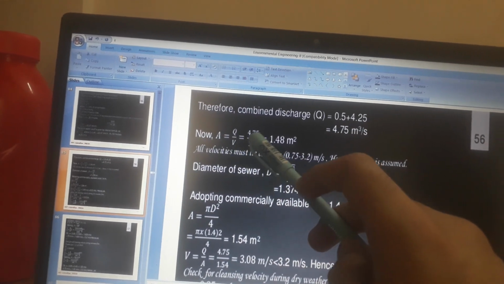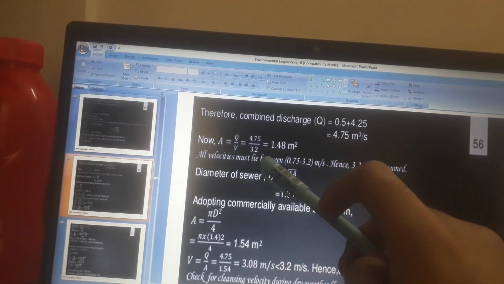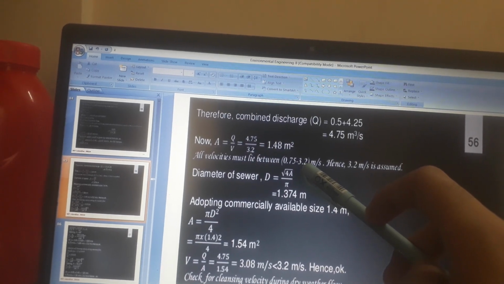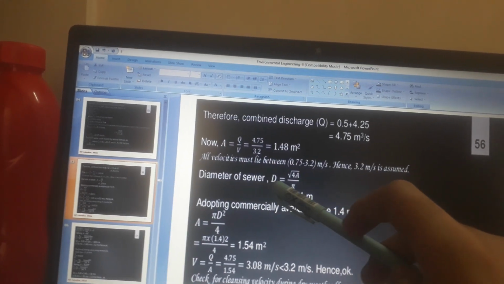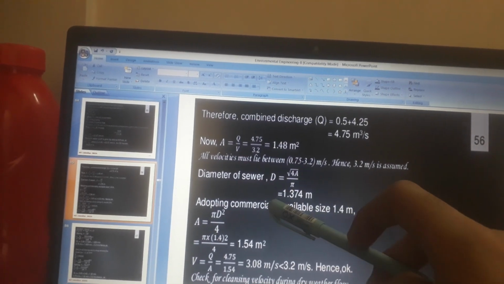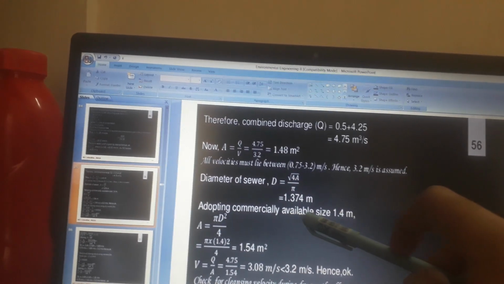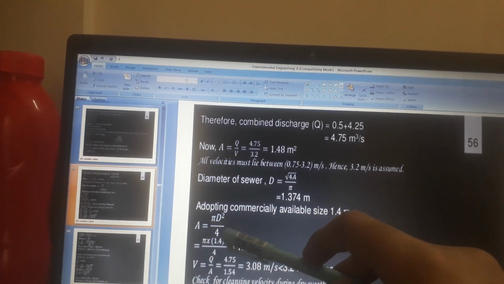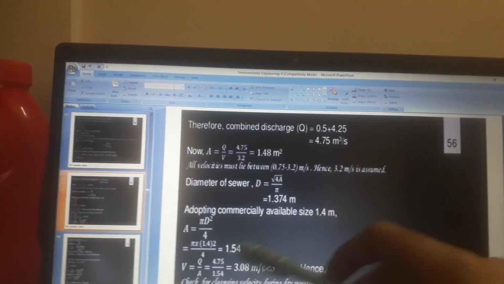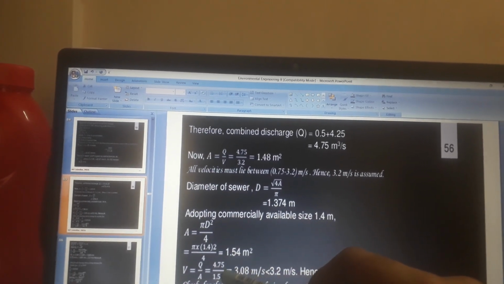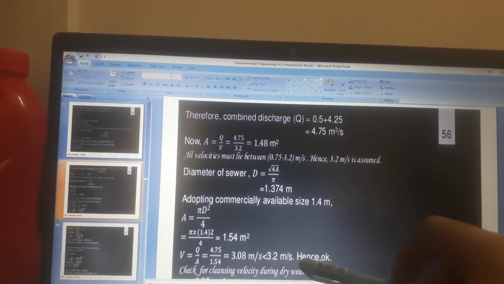Now A is equal to Q by V is equal to 4.75 divided by 3.2 is equal to 1.48 meter square. The velocity must lie between 0.75 to 3.2 meter per second. Hence 3.2 meter per second is assumed. Diameter of sewer D is equal to root of 4A by pi, approximately equal to 1.374 meter. Adopting commercially available size 1.4 meter. Area is equal to pi D square by 4 is equal to pi into 1.4 square by 4 is equal to 1.54 meter square. V is equal to Q by A is equal to 4.75 divided by 1.54 is equal to 3.08 meter per second, less than 3.2 meter per second. Hence okay.